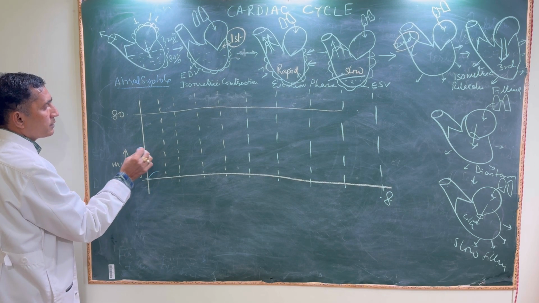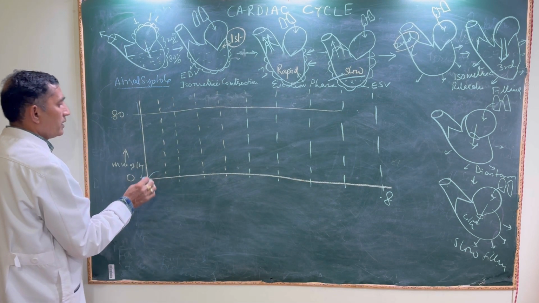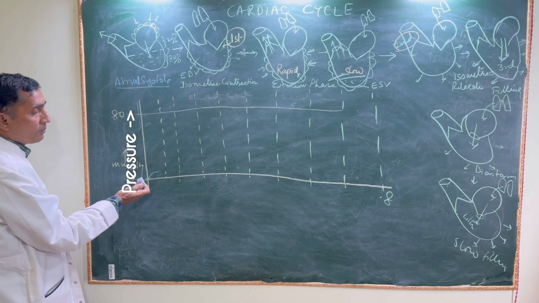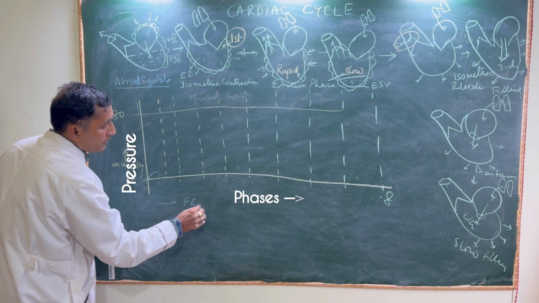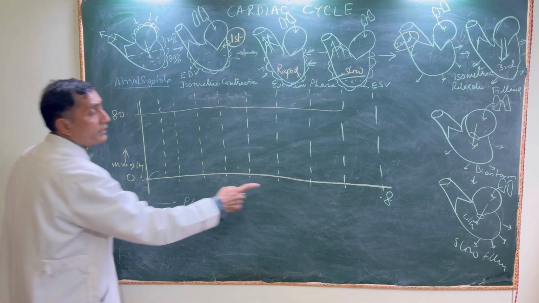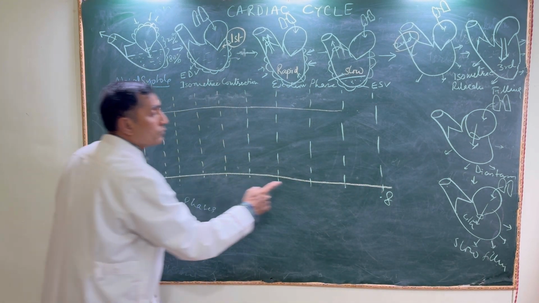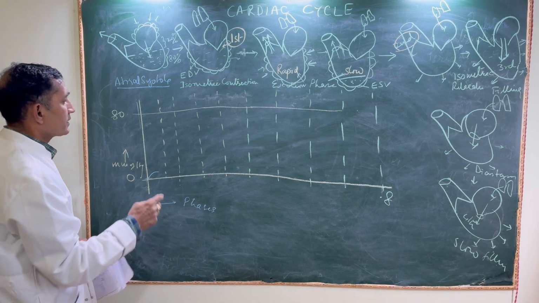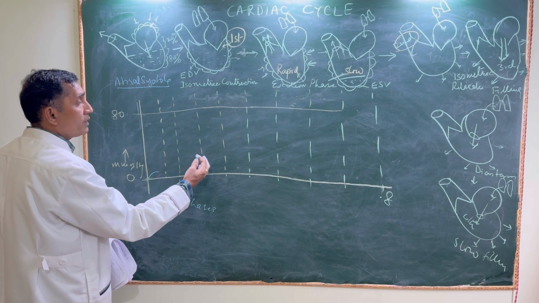Here, this is the y-axis and this is the x-axis. The y-axis represents the pressure, given in millimeter of mercury, and here are the phases of the cardiac cycle. The total duration is 0.8 second, from this to this. So we will see the volume and pressure changes during the cardiac cycle and how we can represent them with the help of a graph. That is the graphical representation.